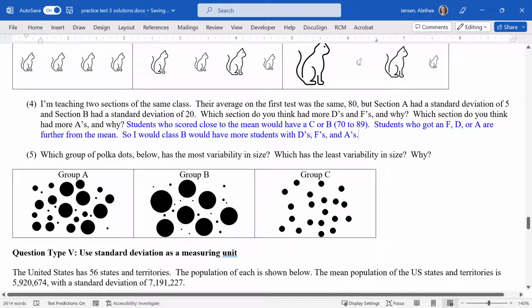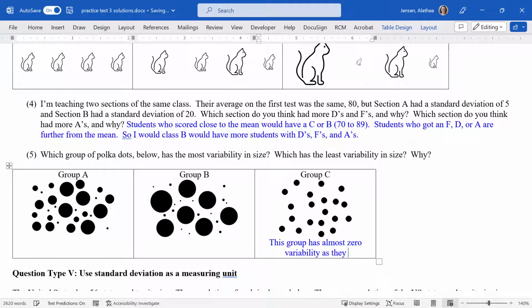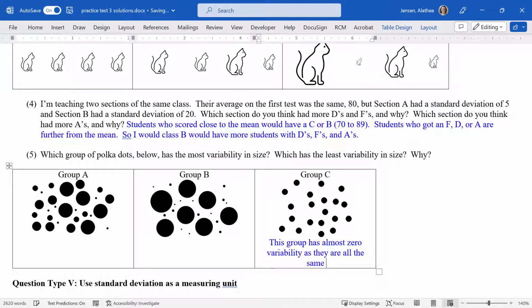Lastly, polka dots, so very similar to the cat problem. Which group of polka dots has the most variability in size? So hopefully you can see this one here on the right has the least variability. So this group has practically no variability, almost zero variability, as they are all the same size.